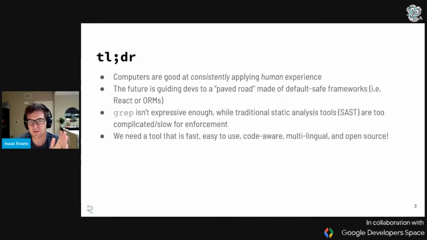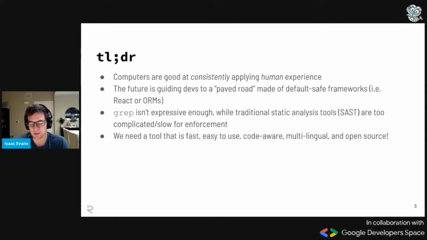So the TLDR for this talk is basically that computers are really good at consistently applying human experience. And our thinking is that the future for security and tooling and automation is less about pointing out vulnerabilities and playing whack-a-mole with, oh, here's a vulnerability, there's a vulnerability, and more about guiding developers into a paved road that's known to be safe. So default safe frameworks, things like React if you are talking about the front end, or ORMs if you're talking about interactions with the database.